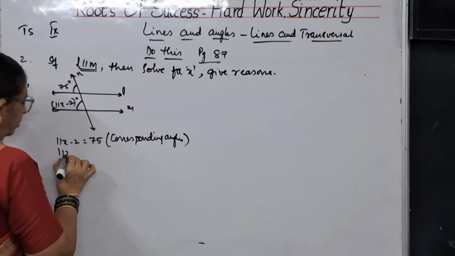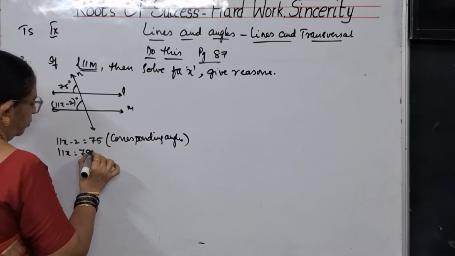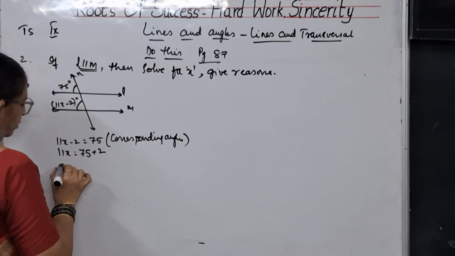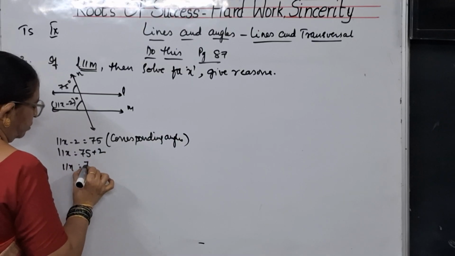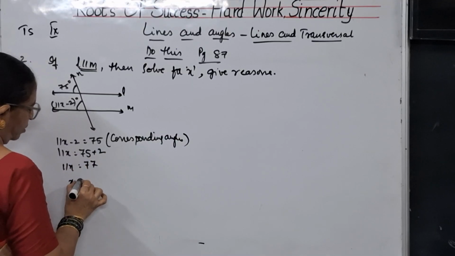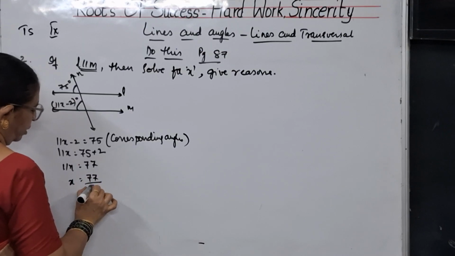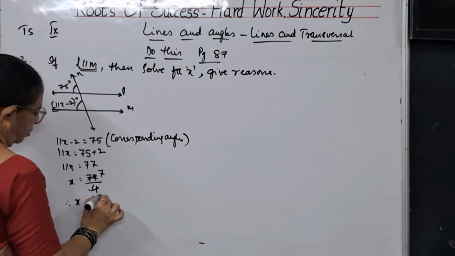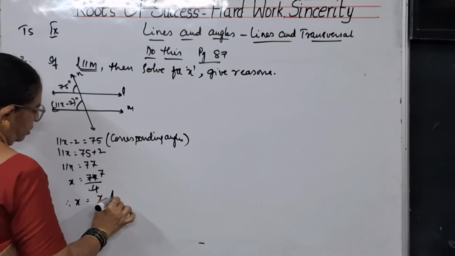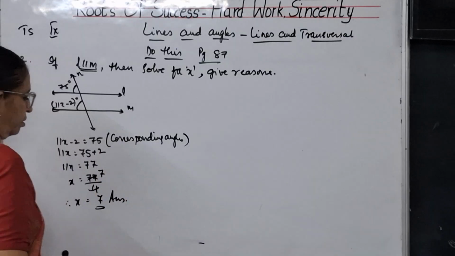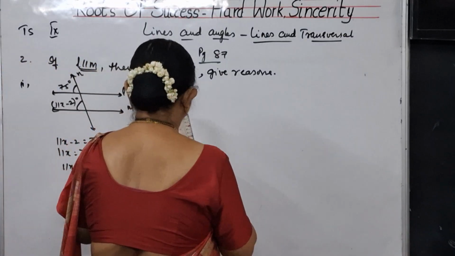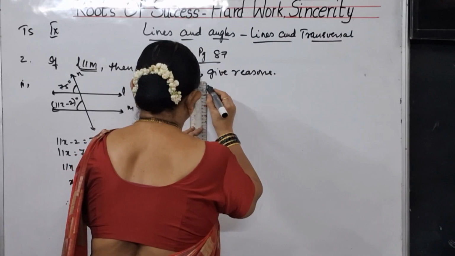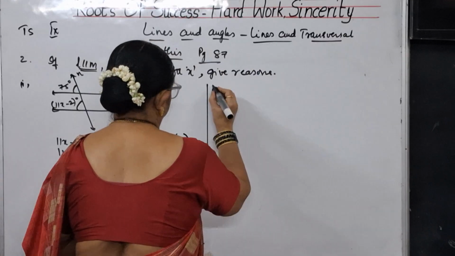So what is 11x? 75 plus 2. That means 11x is equal to 77. What is x? 77 by 11, 7. Therefore, x is equal to 7 is the answer for this first bit. Now, let us see the second bit.